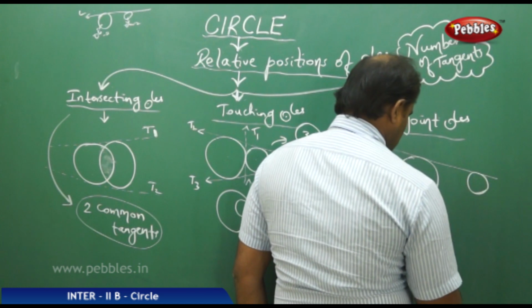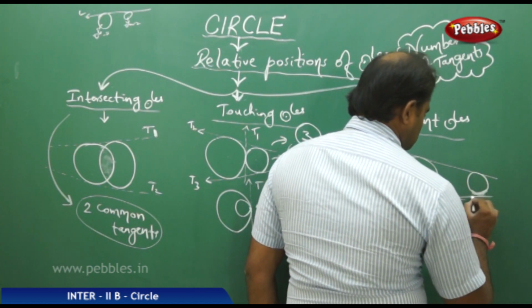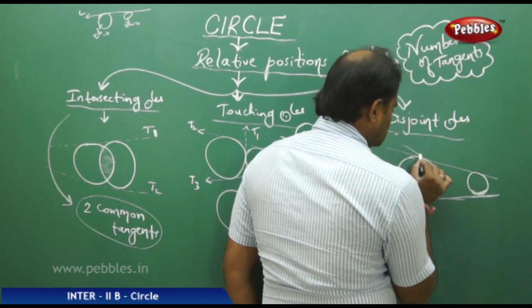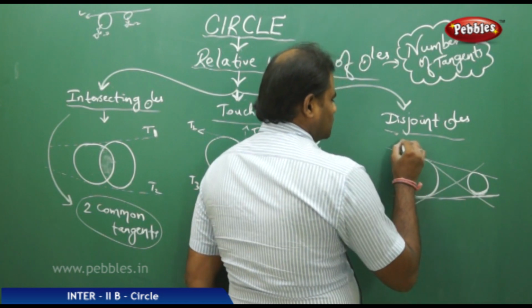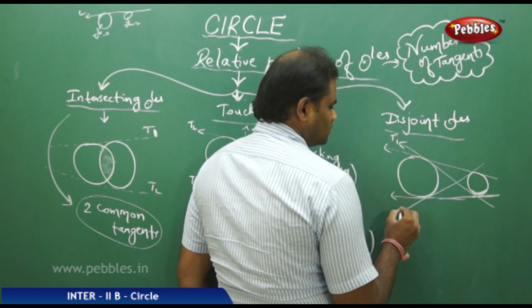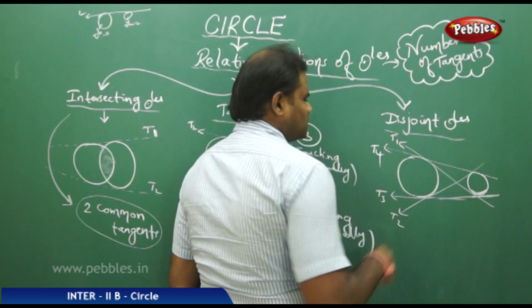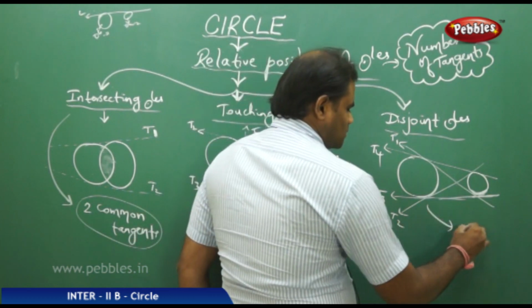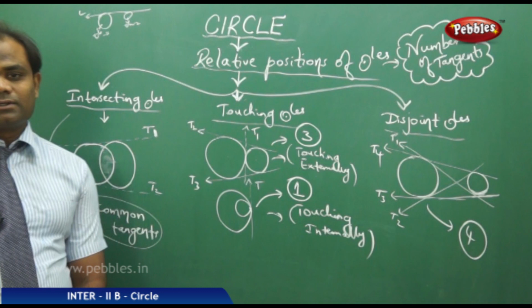I have 1, I have 2, I have 3, I have 4. So therefore, totally T1, T2, T3, T4. So there are 4 common tangents which I can draw for disjoint circles.